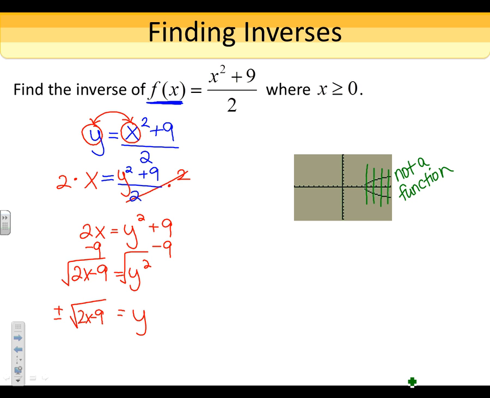And when we take the inverse, we need the inverse to also be a function. So this is why up here we were clear that x had to be greater than or equal to 0, because this is the domain which will become the range. And so if we only look at the part of the graph where y is greater than or equal to 0, then that is a function.